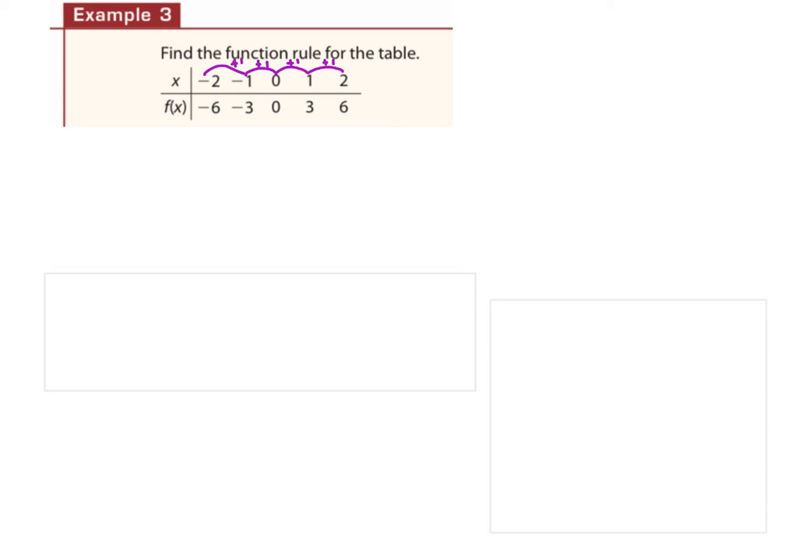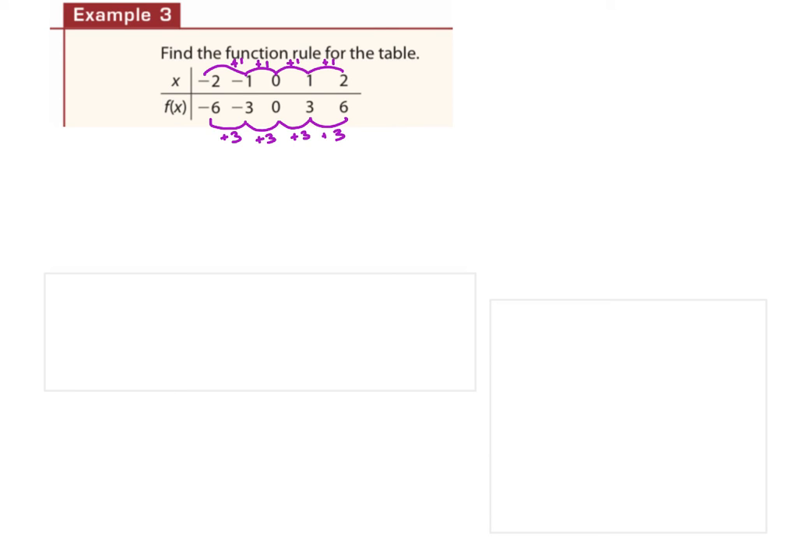Well, what's happening between the y's? Well, the y's are going up as well. -6 is going up to -3. So how much is that? Positive 3, right? What about -3 to 0? Also positive 3. What about 0 to 3? So we see this pattern emerging. Every time x goes up by 1, y goes up by 3.